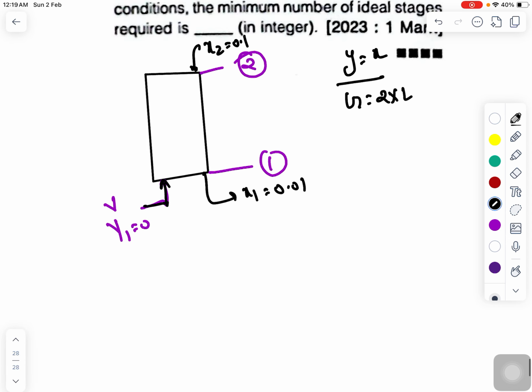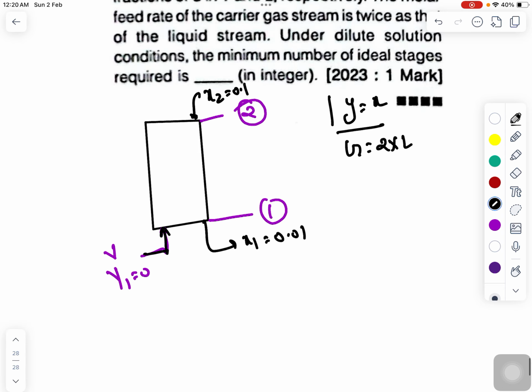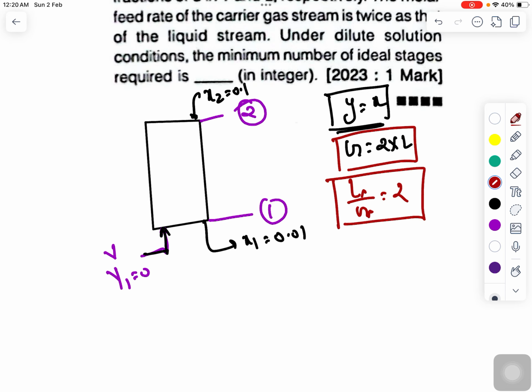Okay, fine. So when we talk about the dilute condition, in that condition you can see that this is stripping. Otherwise, two cases can happen. The equilibrium relation is y equals x. So here you can say that Ls divided by Gs will be equal to 2. So the equilibrium line is this. The slope of the operating line is 2 and the slope of the equilibrium line is 1. So what is the absorption factor? Absorption factor is equal to 2. And what is the stripping factor? That is equal to 1 by 2.